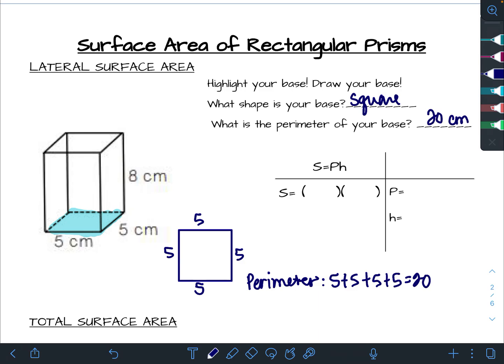Now my formula is S equals perimeter of the base times height. So my perimeter of my base is 20. And notice how I have this T-chart set out. You're doing the exact same kind of idea as when we did it with volume, but this is now helping you with surface area. Now notice that I use these 2 5s for my base, and I'm left with this 8 as my last number. So that means that that 8 has to be the height. So I'm going to have 20 times 8, and I'm going to have a surface area of 160 centimeters squared.